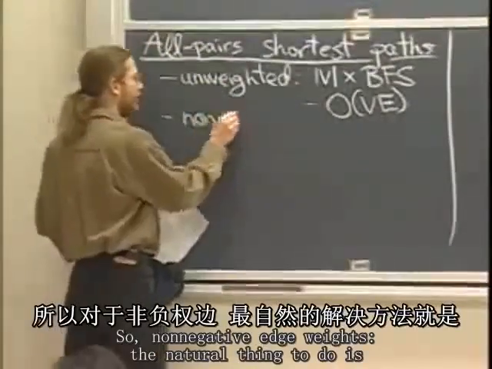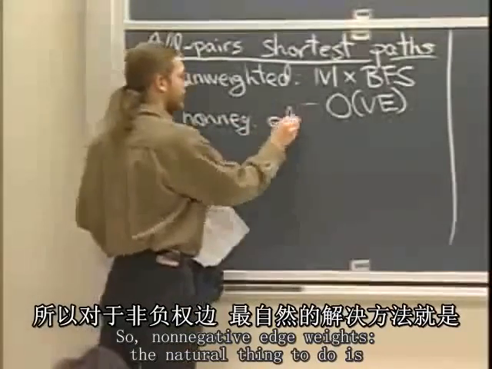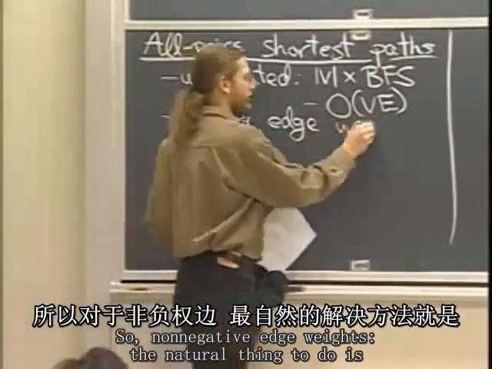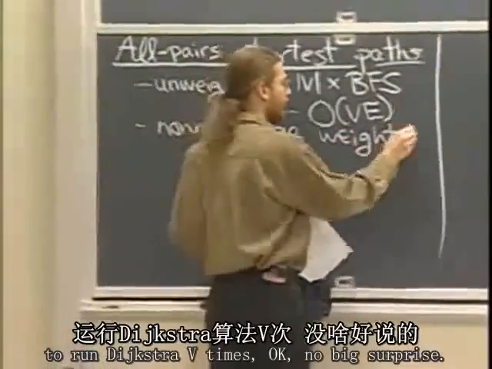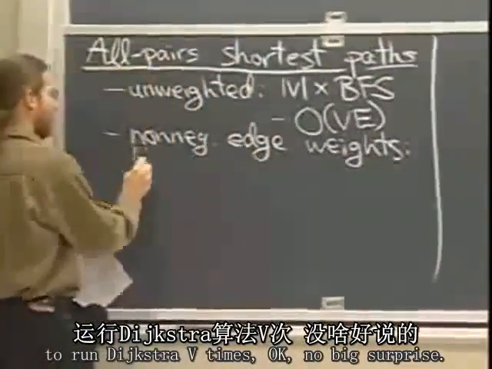So for non-negative edge weights, the natural thing to do is to run Dijkstra V times. Okay, no big surprise.